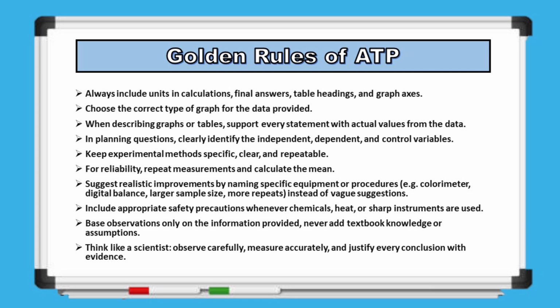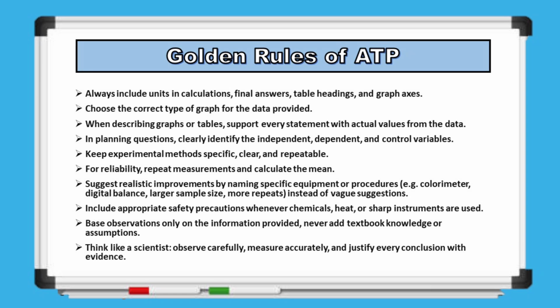In planning questions, clearly identify the independent, dependent, and control variables. Keep your methods clear, specific, and easy to repeat. Improve reliability by repeating the experiment and calculating the mean. When suggesting improvements, mention specific equipment or procedures such as a colorimeter, digital balance, larger sample size, or more repeats instead of giving vague answers.